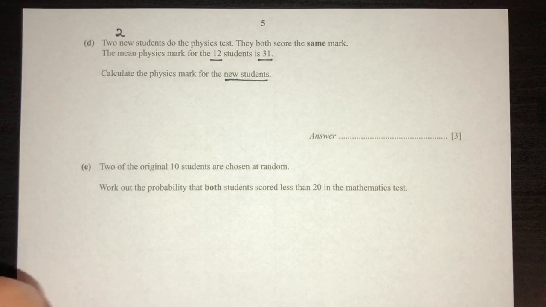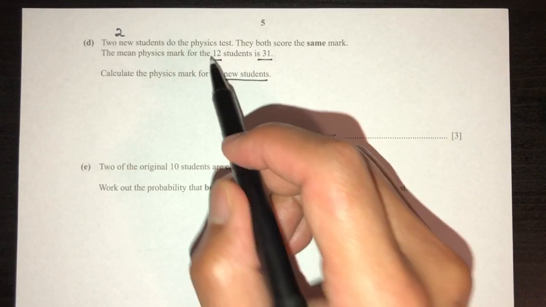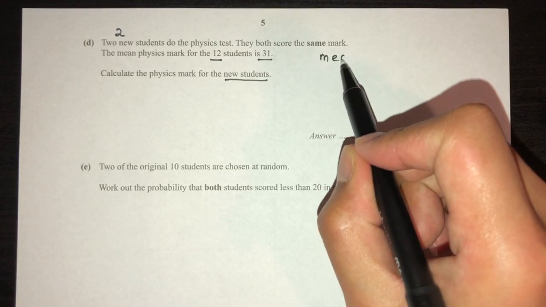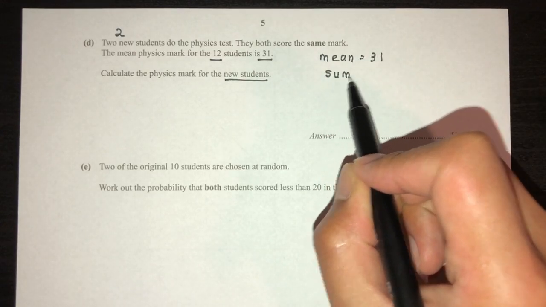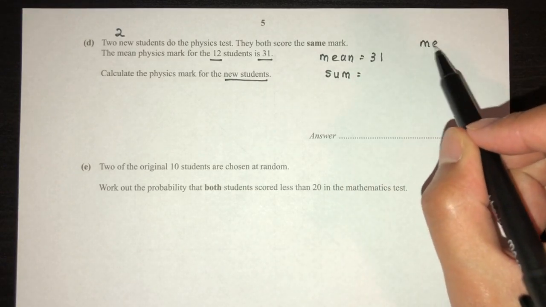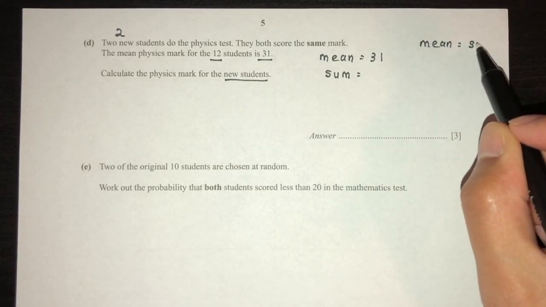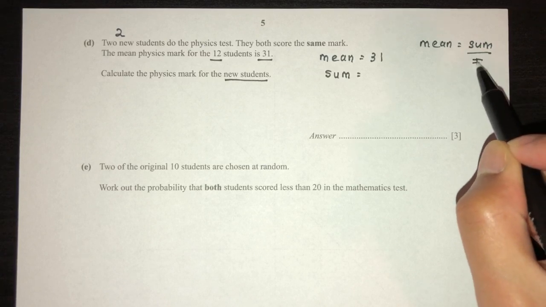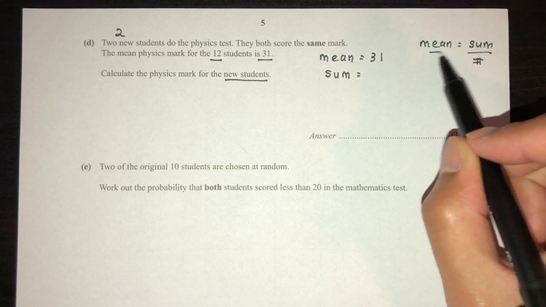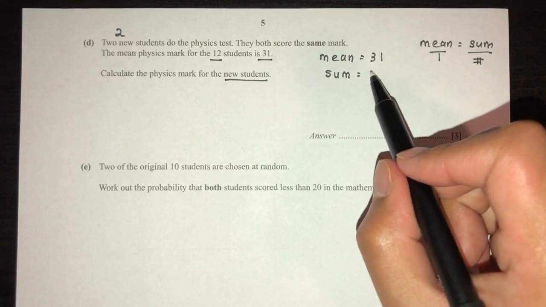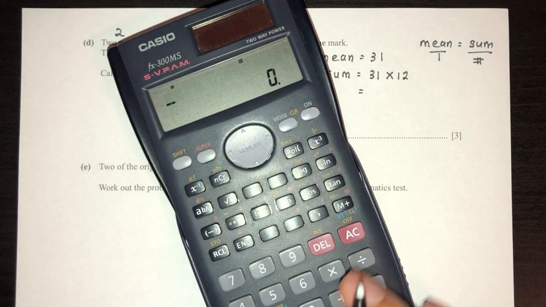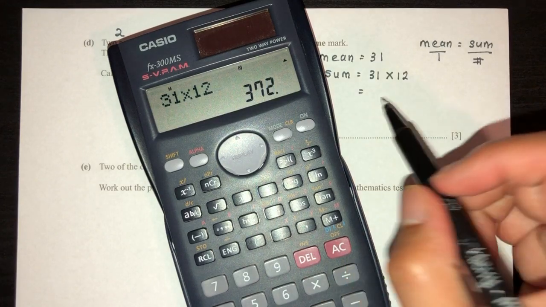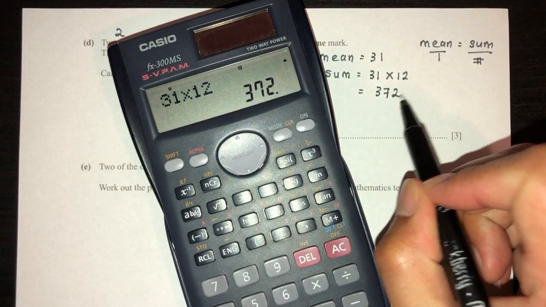Since we know already that we have 12 students, the mean has been given to us as 31. But what is the sum? So use your formula again. We know that mean is equal to sum divided by number of students. So sum is equal to, you cross multiply, the mean times number of students. That will be 31 times 12, that is 372.